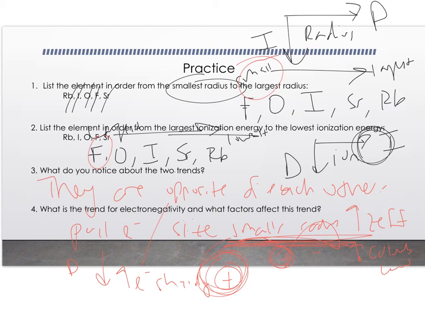So going from left to right across the periodic table, you should be able to describe that in terms of effective nuclear charge and Coulomb's law. And if you go up and down the periodic table, that relates to electron shielding and potentially the distance between the positive charge and the electrons of the other atom.